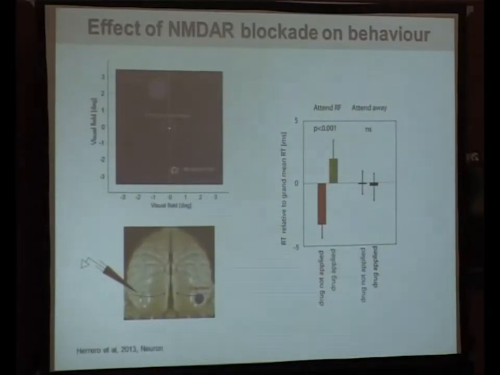When you say grand mean, is that separately for left and right as well? No, it's not separate. There's a real reaction time difference between drug not applied in RF and drug not applied at attend away. The red bar on the left. Oh, left, sorry. No, it is actually with respect to those things. Yes, sorry. So there is no real difference between these two. There's a real difference between these, and there's none between those.